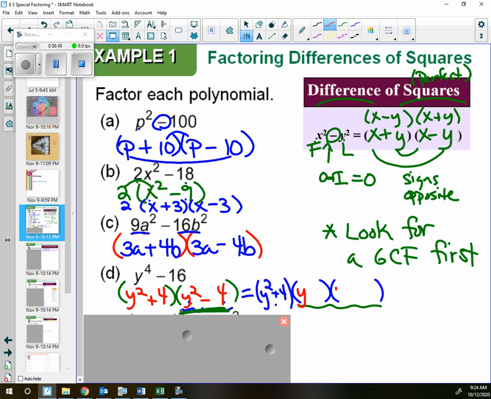Well, that's y times y. How do I multiply to get a 4? Well, that would be 2 and 2. And again, it's a difference of squares, so I have a plus and a minus. So I actually end up with 3 binomials as my completely factored answer.